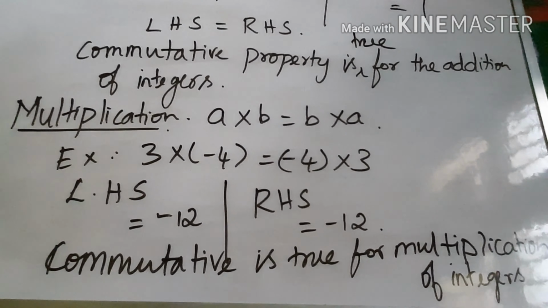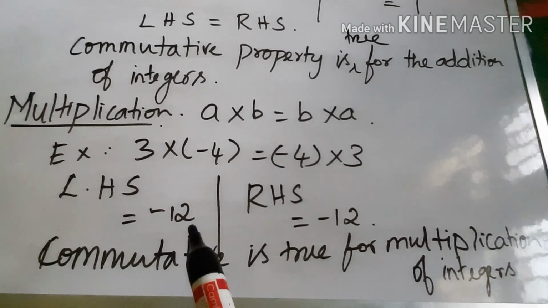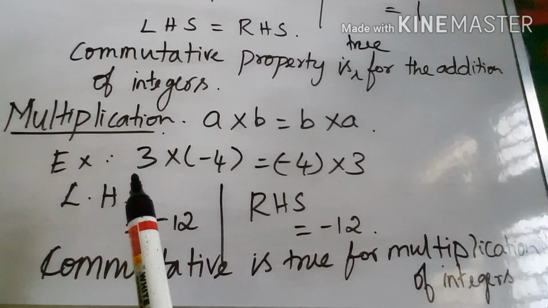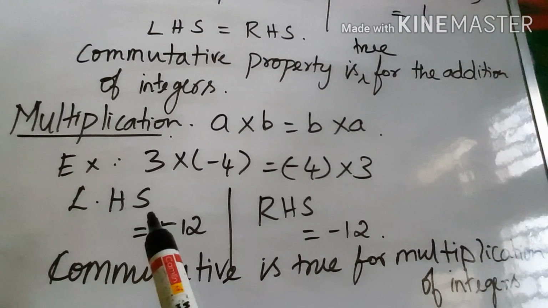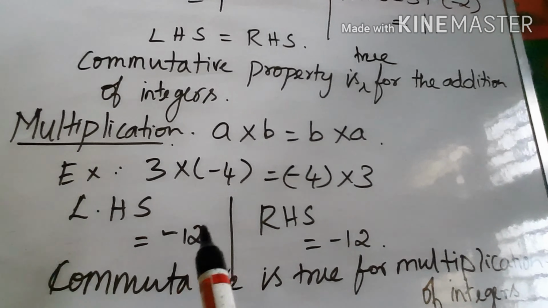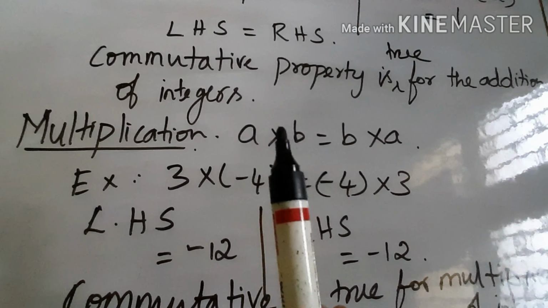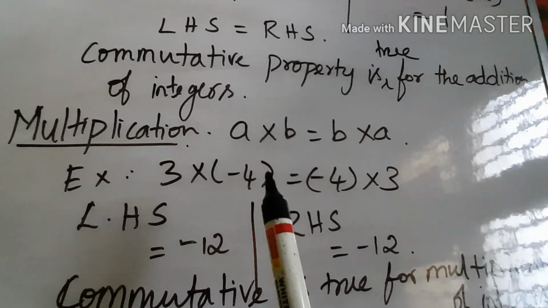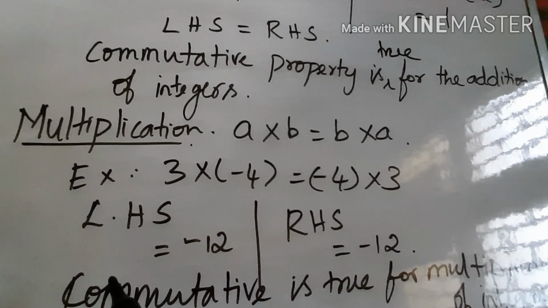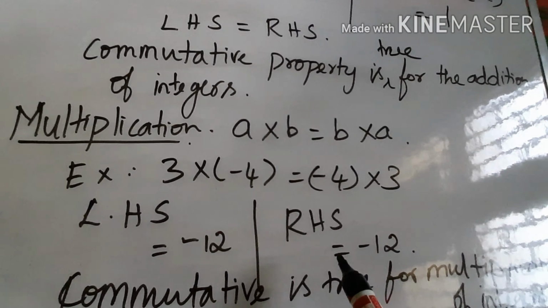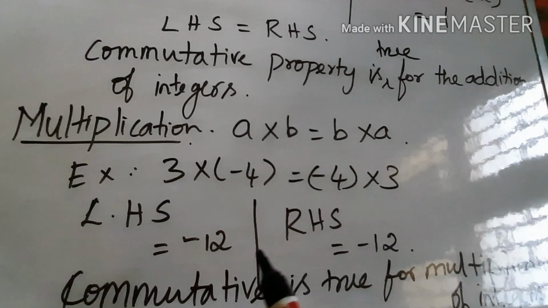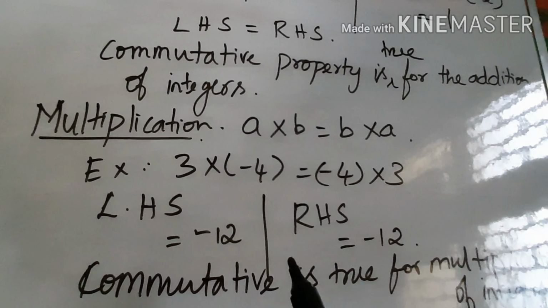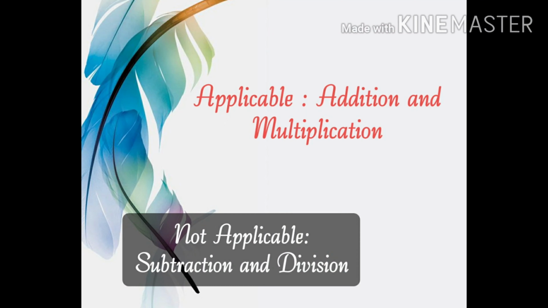Next one is for multiplication. Here a cross b is equal to b cross a. When you calculate the LHS and RHS, you have to get the same, like the addition, but here the operation changes to multiplication. When you solve the LHS, you get -12, and the RHS also gives -12. Both are the same, so we come to the conclusion that the commutative property is true for the multiplication of integers.